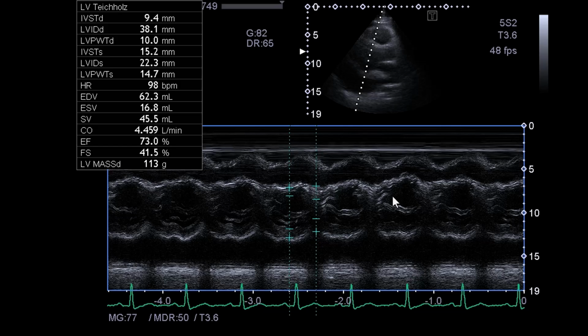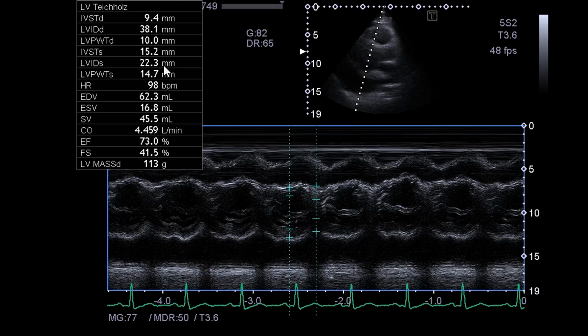Let's look at the LV cavity. We can see from the values here that the left ventricular end-diastolic diameter, LVEDD, is 38 millimeters, and the end-systolic diameter is 22 millimeters. So I think there is still an acceptable degree of expansion in diastole.